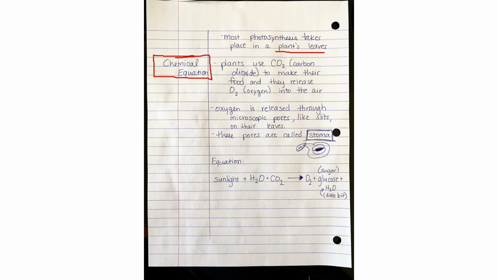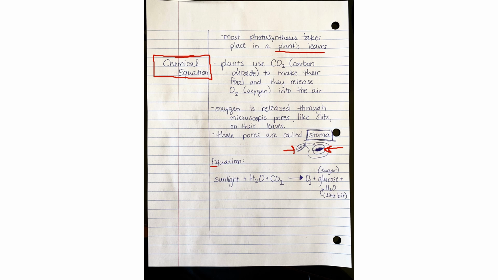Plants use the CO2, which is carbon dioxide, to make their food, and they release O2, which is oxygen, into the air. It's released through microscopic pores that look like little slits on their leaves. And the pores are called stoma. I put a box around that because that's a pretty important term. And then I just drew a little picture here. Right here is my little leaf that I drew. And then over here, I drew the stoma, zoomed in just so I remember what it looks like.